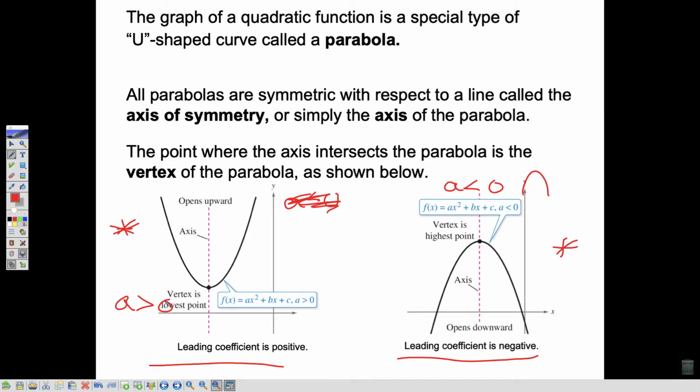Okay, so all of this is review, yes? A is positive, it opens what direction? Up. A is negative, it opens down. This is an even function. We discussed that a little bit last chapter. What does even mean the ends are going to do? They're going to end at the same place, yes? Okay, so quadratic functions are even functions because they start and stop in the same direction.